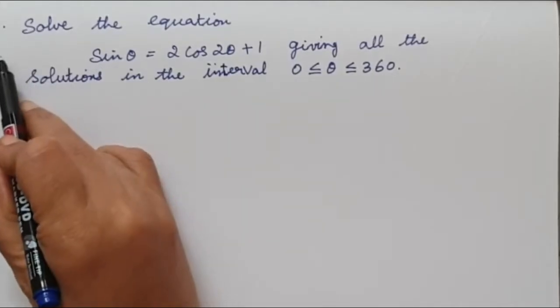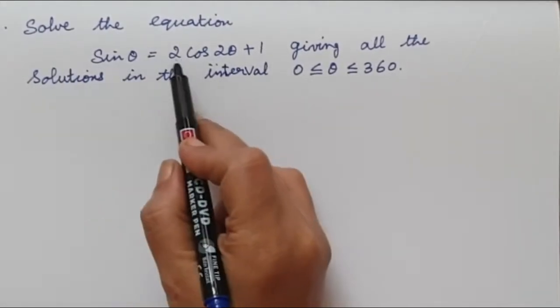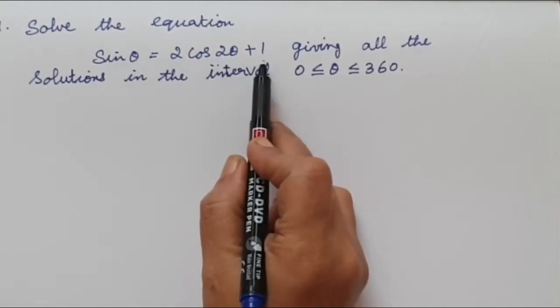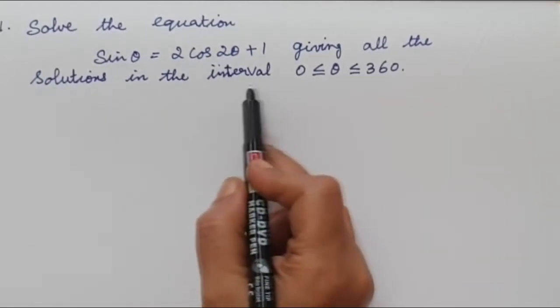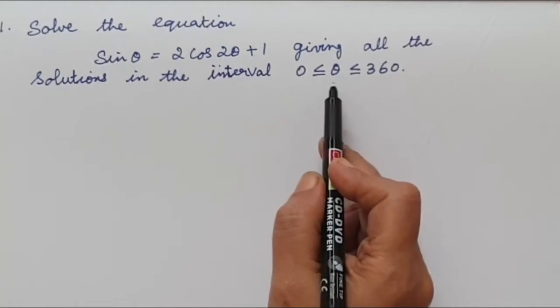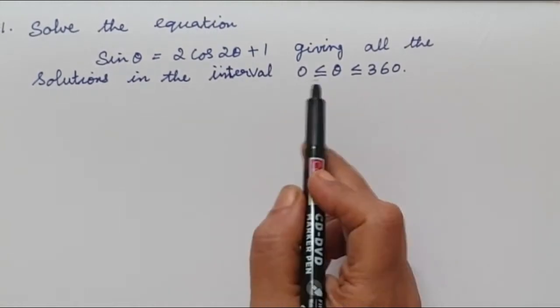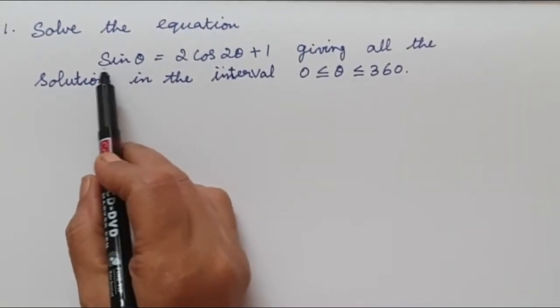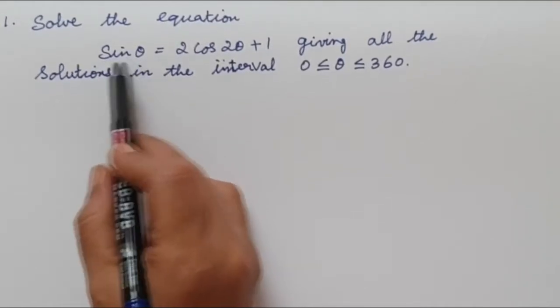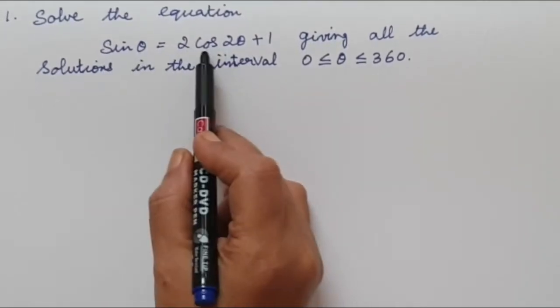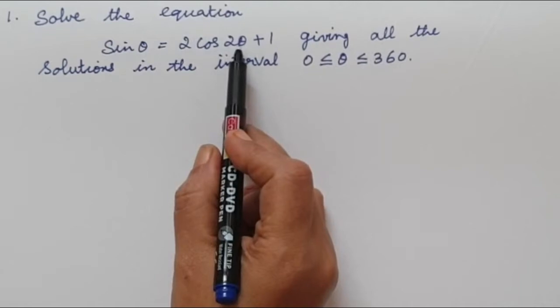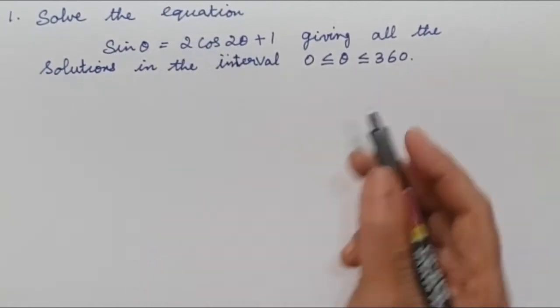The first question: solve the equation sin theta equals 2 cos 2 theta plus 1, giving all the solutions in the interval 0 less than or equal to theta less than or equal to 360. If you see in this, we have only a sin theta. So we'll not do anything to this. Instead, for cos 2 theta, we can apply the formula. So that is what we are going to do.